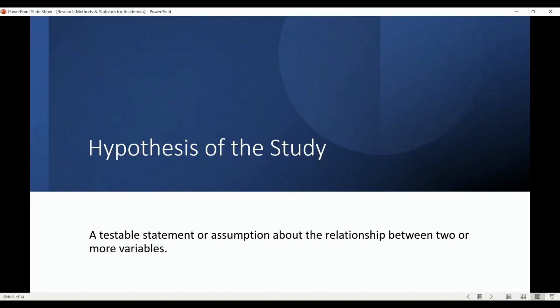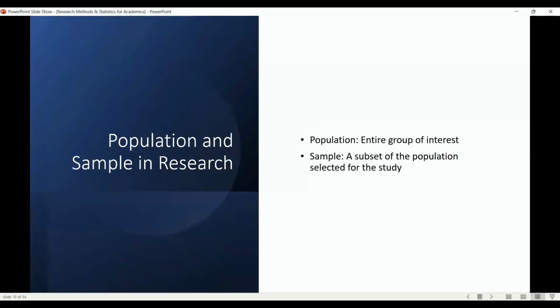So I'll tell you what a hypothesis is all about. A hypothesis is a tentative statement that is testable using statistics. It may illustrate the relationship between two variables, or the association between two or more variables, or the impact of one variable on many variables, and so on. So at the end of the day, a hypothesis is a statement that has to be tested using statistics or using the research. So this is what a hypothesis is all about.